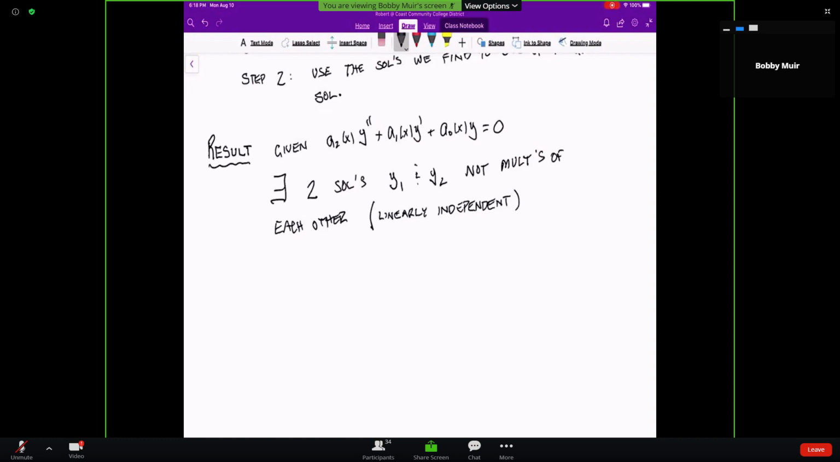Okay. So just to show you this, let's verify that y1 equals sine x is a solution and y2 equals cosine x is a solution. So you take two derivatives of sine and you get negative sine, right? Take two derivatives of cosine, you get negative cosine. Okay, so now notice that those two aren't multiples of each other.